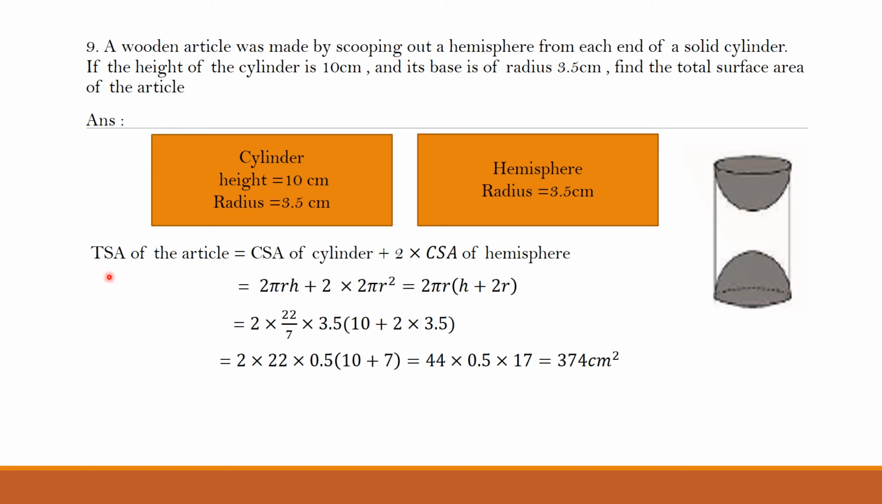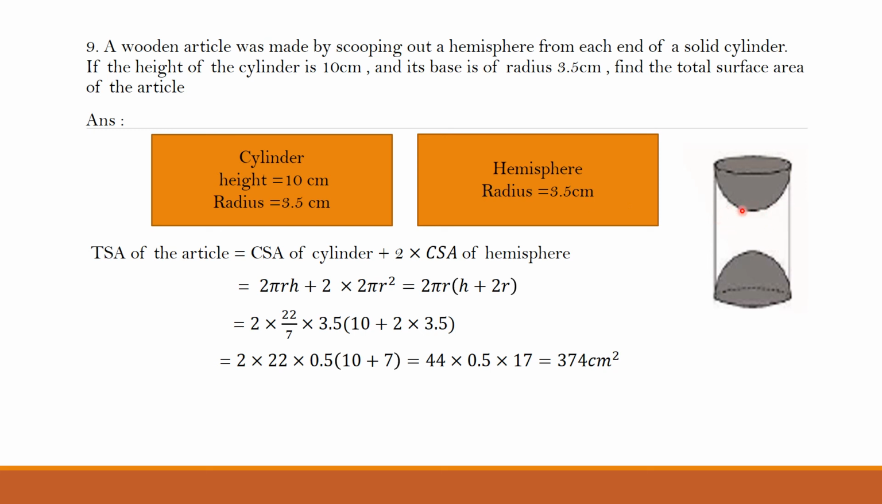Question number 9. A wooden article was made by scooping out a hemisphere from each end of a solid cylinder. If the height of the cylinder is 10 centimeter and its base is of radius 3.5 centimeter, find the total surface area of the article. We can see the cylinder is a solid cylinder, and from both ends 2 hemispheres are removed. We are given height of the cylinder is equal to 10 centimeter, radius of the cylinder is equal to 3.5 centimeter. Therefore, radius of the hemisphere is also 3.5 centimeter.